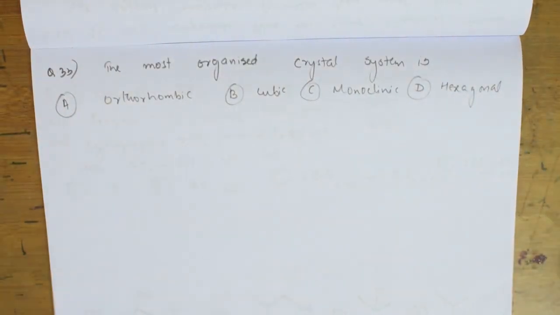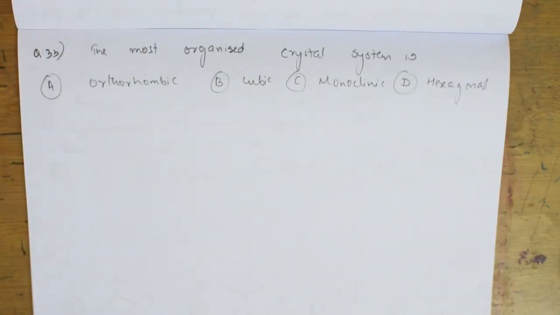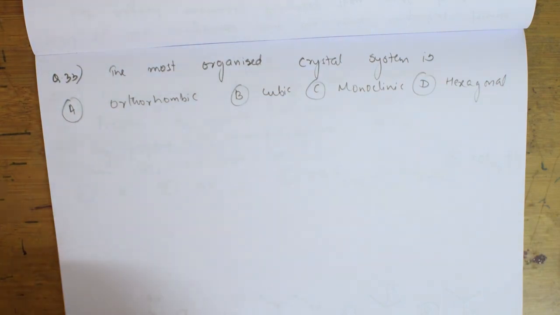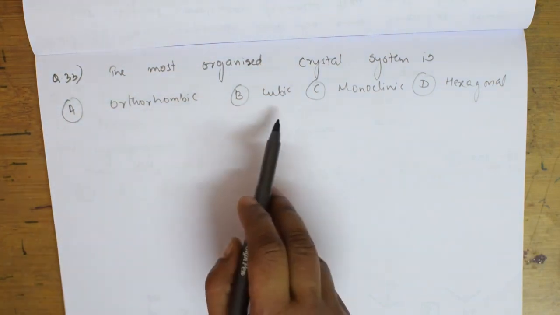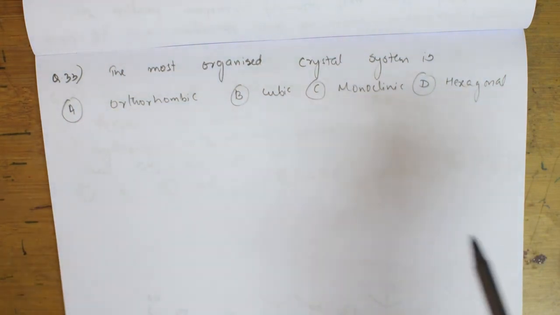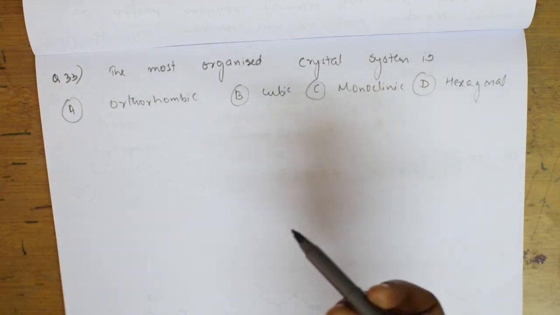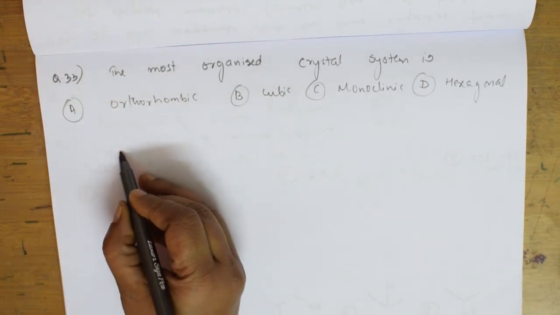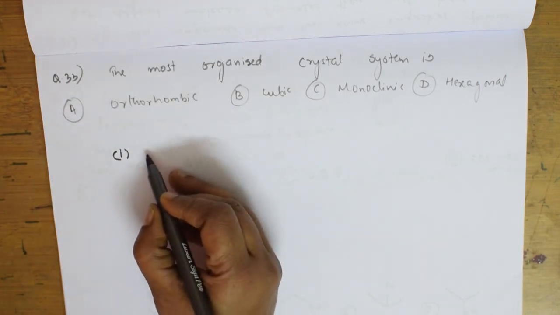Okay, now we have come to the solid state chapter, right? We have done organic chemistry earlier. Now let's read: the most organized crystal system is. What is the most organized crystal system? They are asking. They've given orthorhombic, cubic, monoclinic and hexagonal. Basically, Bravais lattices, you need to remember the parameters, students. Otherwise, such questions you can't answer. Let me write the parameters for all.